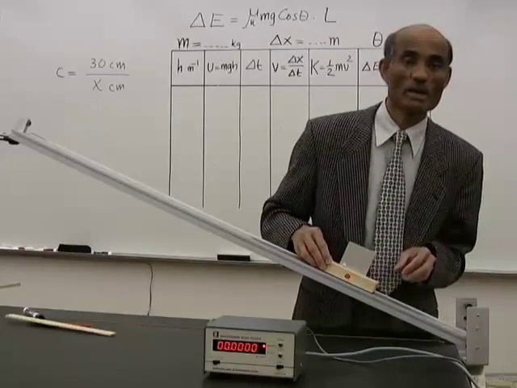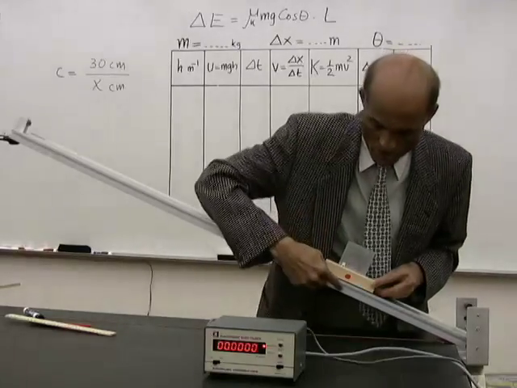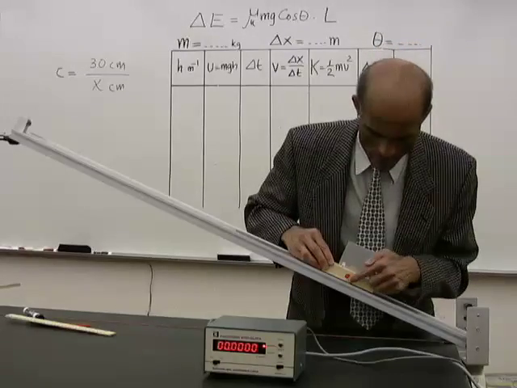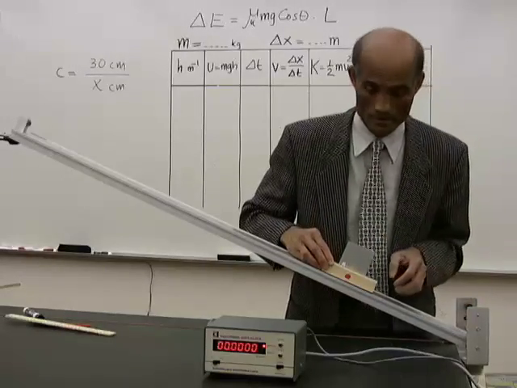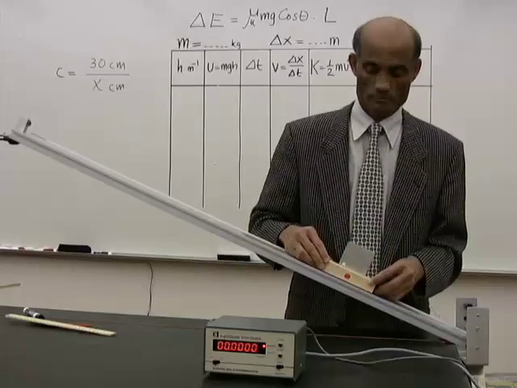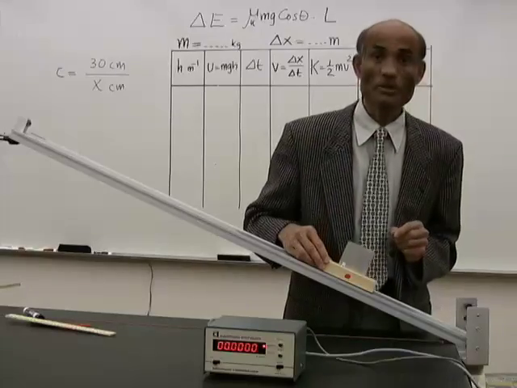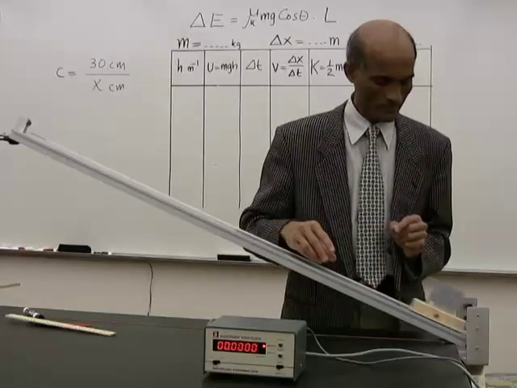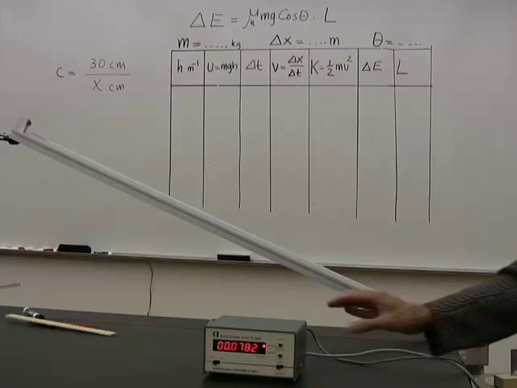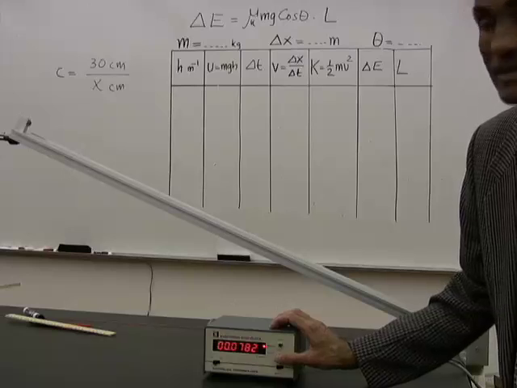Alright, you can see where you measure the height now. Now measure the vertical height and the length L. Okay. The first trial. That's the first trial. Measure that time. Reset the clock.